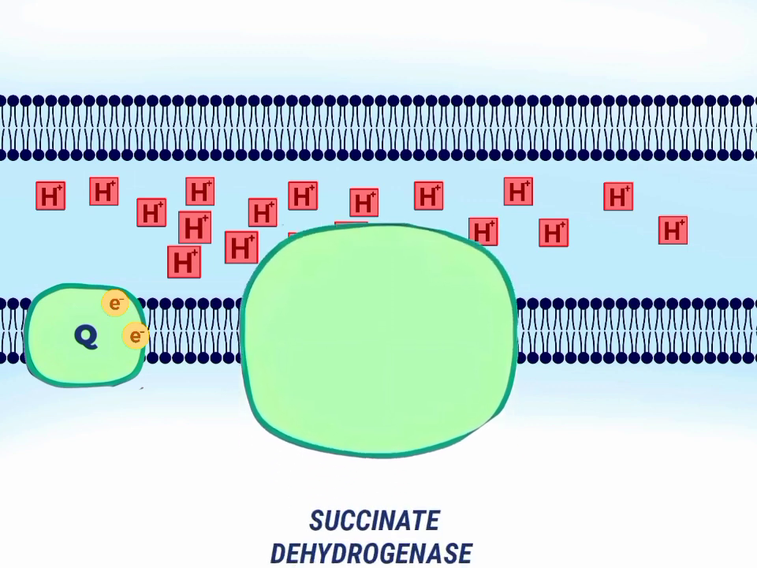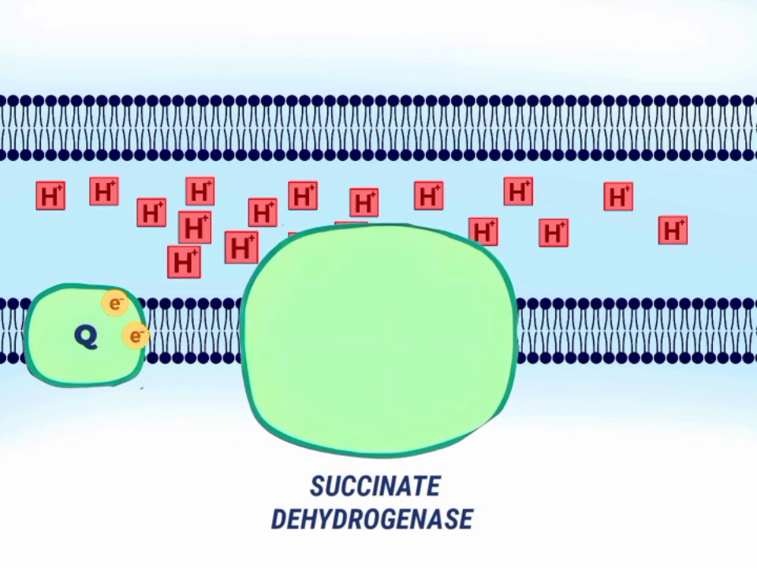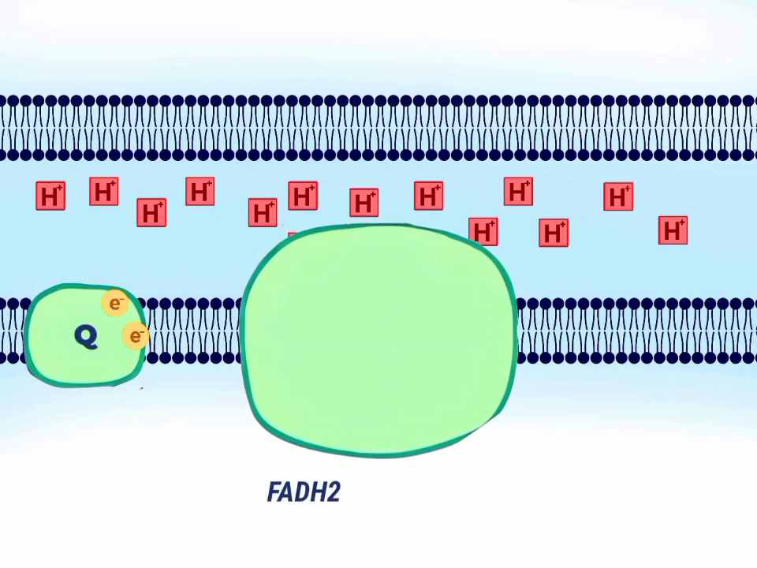Complex 2, also known as succinate dehydrogenase, is the second protein complex in the electron transport chain. It receives two electrons from the FADH2, which is produced in the citric acid cycle. Unlike complex 1, it does not pump any protons across the membrane.